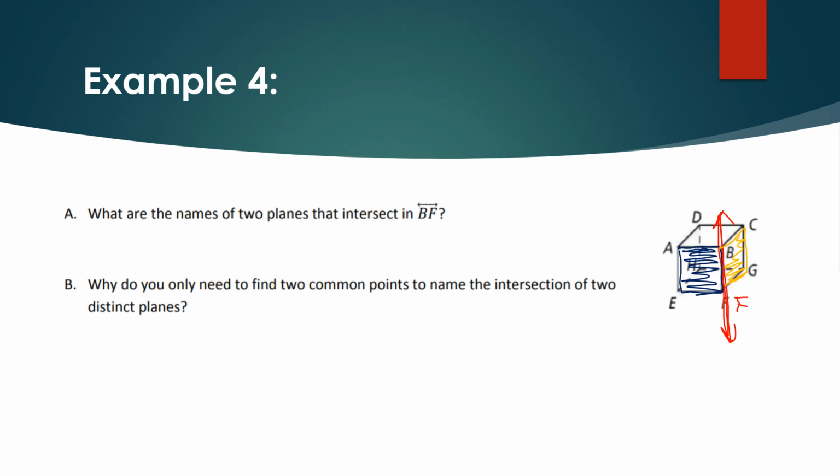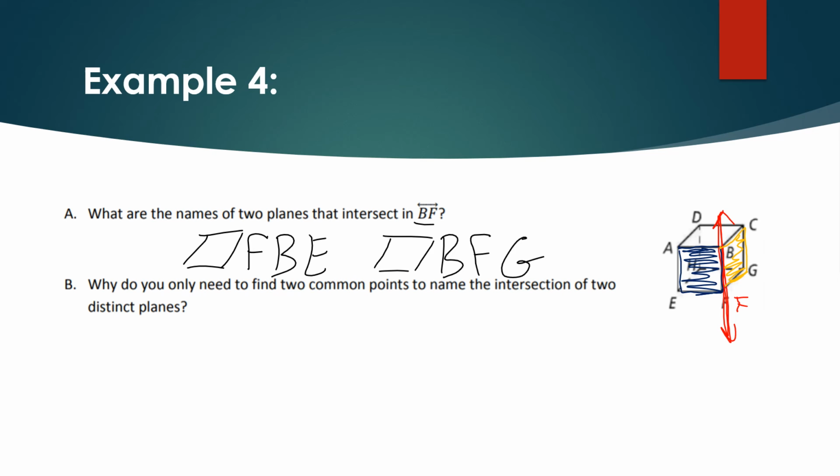So how we name the planes is totally up to us. I usually use, if I'm trying to do a problem like this, I know the points B and F should be in both planes. So I'm going to start with FB, and BF. It doesn't really matter the order here. So for the blue one, if I'm using B and F, I could use either point E or A. So how about FBE? And then for the orange plane, I'm going to use BFG. So plane BFE and plane BFG intersect at line BF.